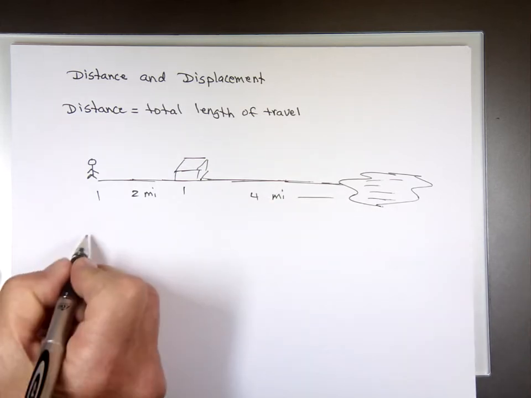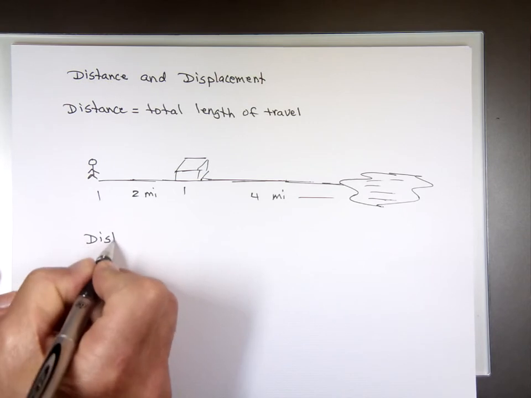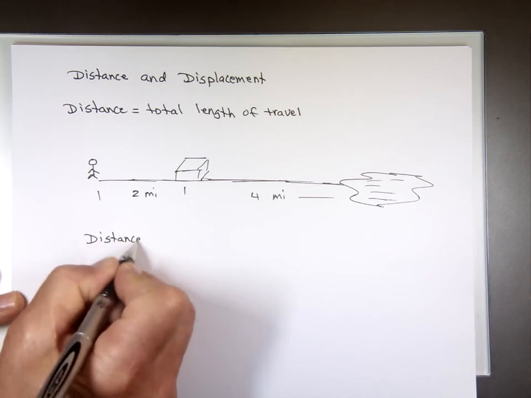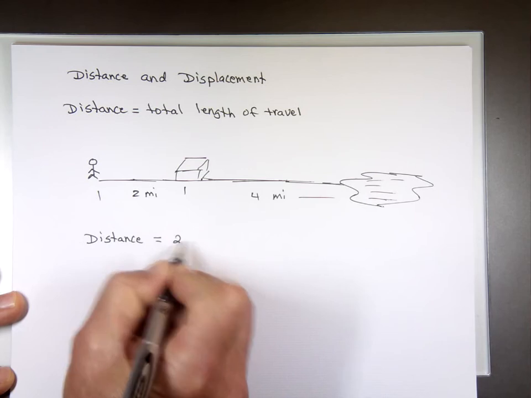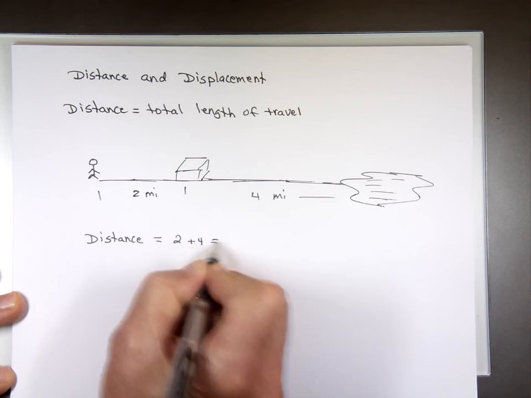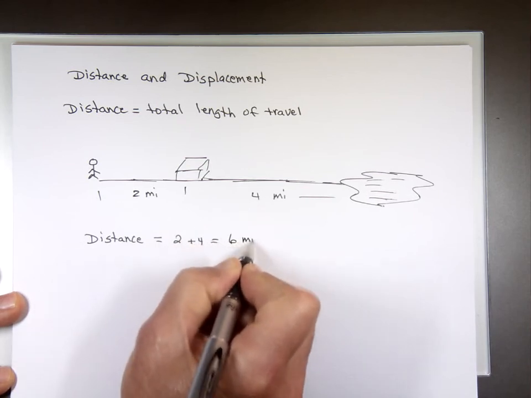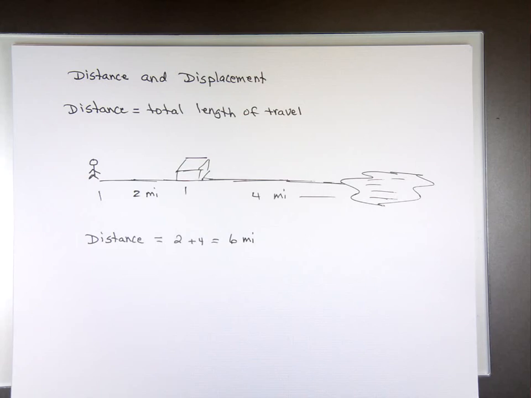So what is the distance traveled by Johnny? It's 2 plus 4, which is what? 6 miles. Take the two numbers and add them.